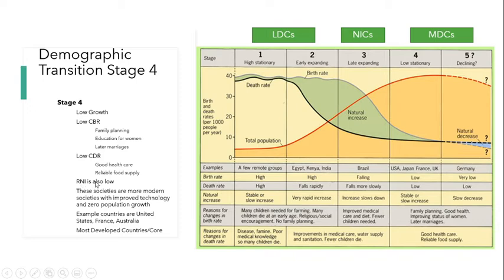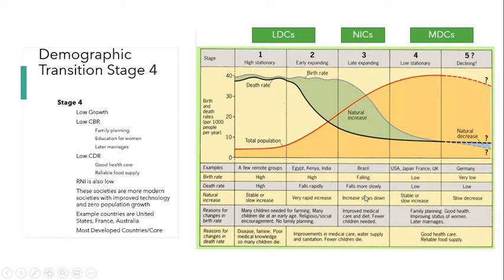So rate of natural increase is also low. So seeing as how we don't have a high crude birth rate anymore, not many kids are being born, and we do have a low crude death rate, this would mean that our rate of natural increase is low.